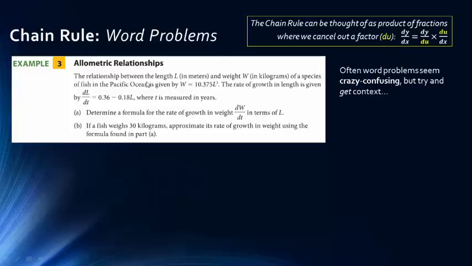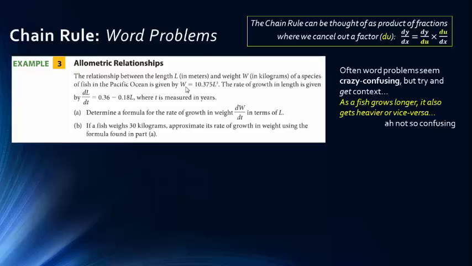The relationship, let's read it slower, one sentence at a time. The relationship between the length in meters and the weight of a species of fish is given by weight equals 10.375 L cubed. Now, what is that saying? As the fish grows longer, the weight is going up. Well, that isn't so hard. As a fish grows longer, it's getting heavier. I knew that, and my grandfather had a fish business, but that's not why I knew that. You knew that as well. All right, so it's not really so confusing.